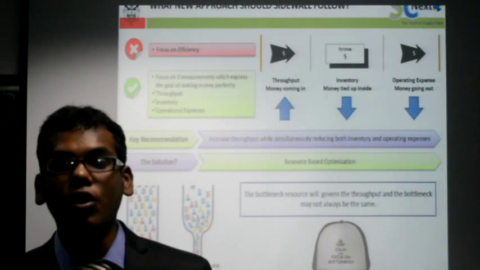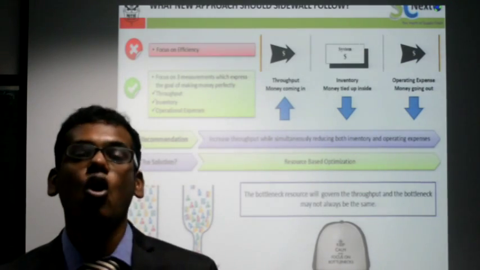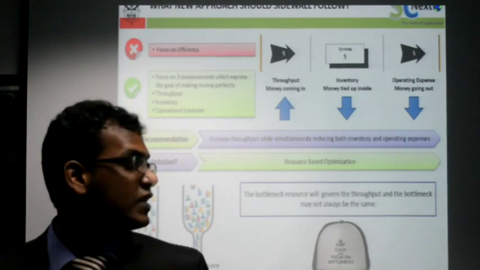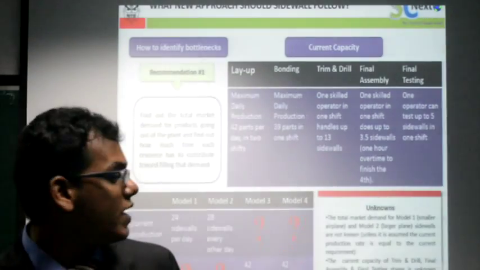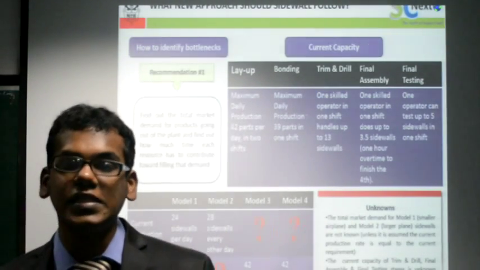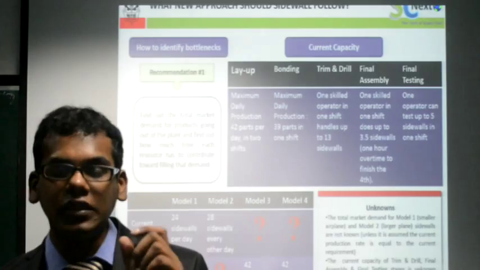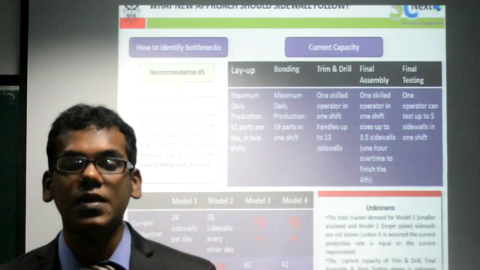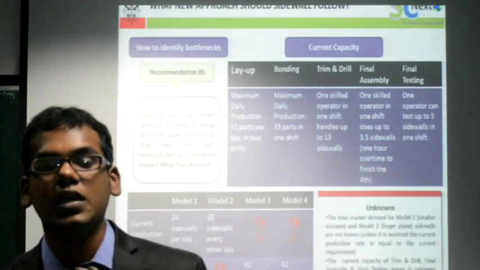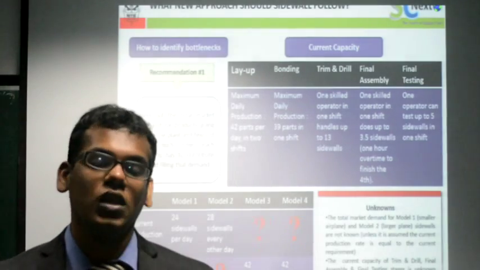Therefore, it is important to focus resources on the bottlenecks. Next slide, please. Now that we know some of our operations are bottlenecks, how do we identify them? Our first recommendation is to use the definition of a bottleneck.